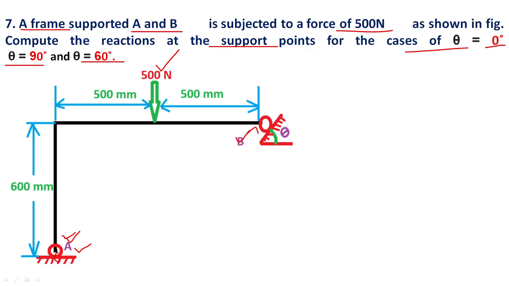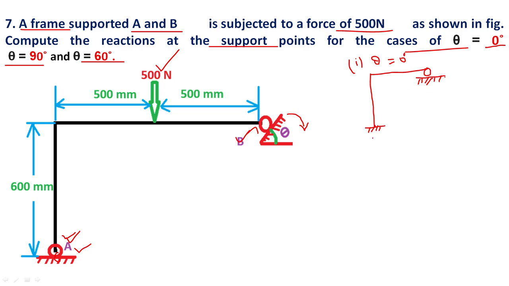So the first case is theta equal to 0 degree. Theta equal to 0 degree means this point is roller supported, so the reaction will automatically come downward. This is the frame, and the reaction force comes from the roller support, like this. This is for case 1, theta equal to 0 degree.